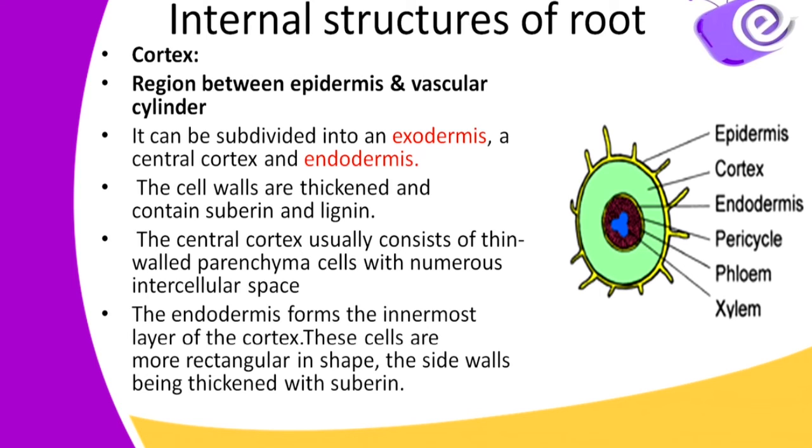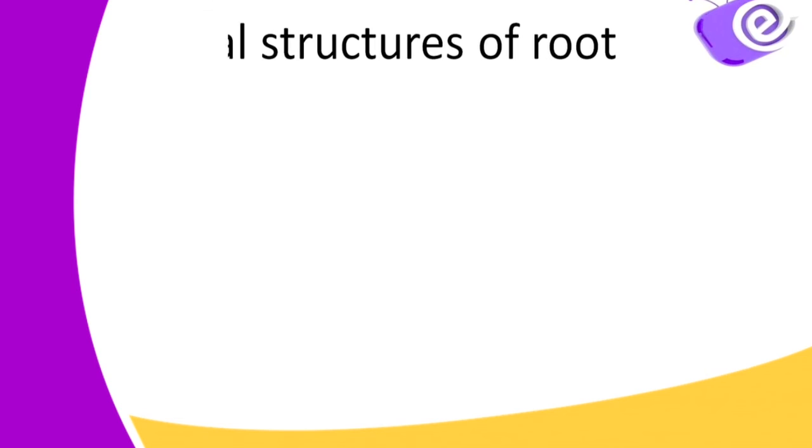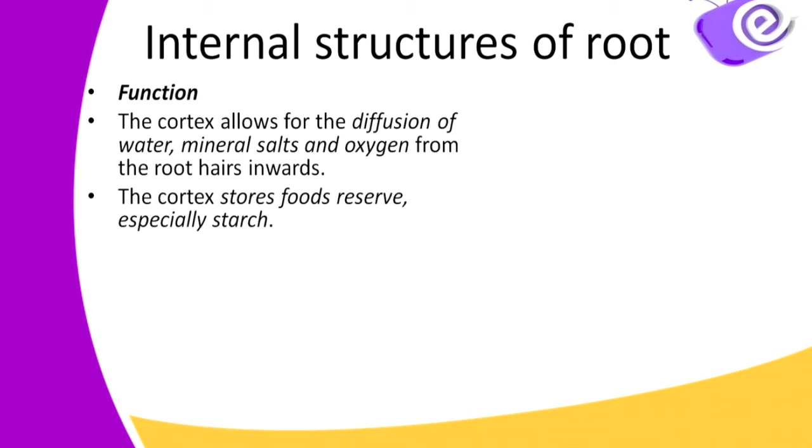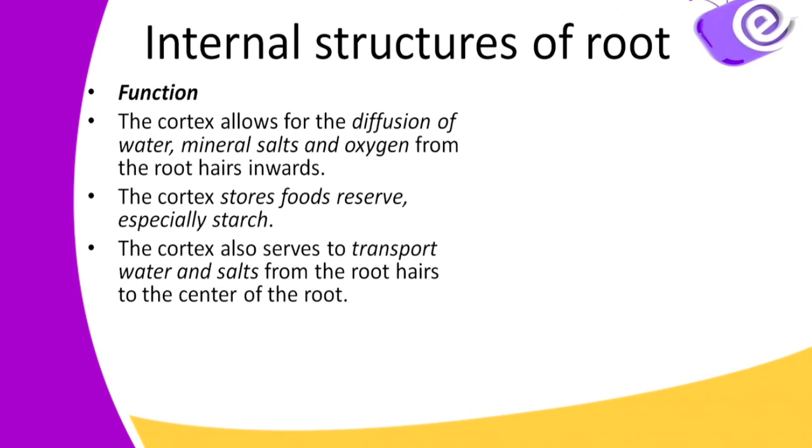Now let us look at the functions. What is the function of the cortex? The first one: it allows for diffusion of water, mineral salts, and oxygen from the root hair inwardly. The cortex is also responsible for the storage of food reserve, especially starch. Then the cortex also serves to transport water and salts from the root hair to the center of the root. Then we look at the function of the endodermis.